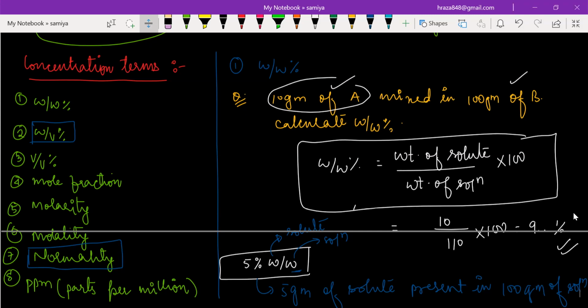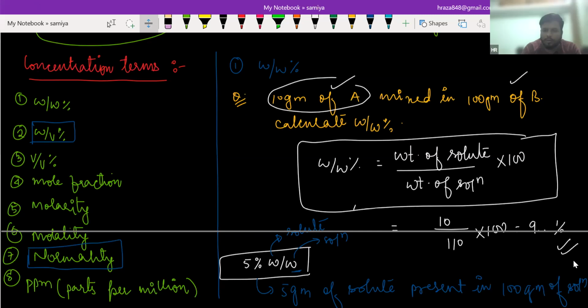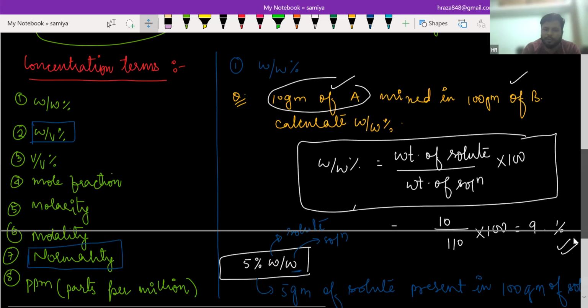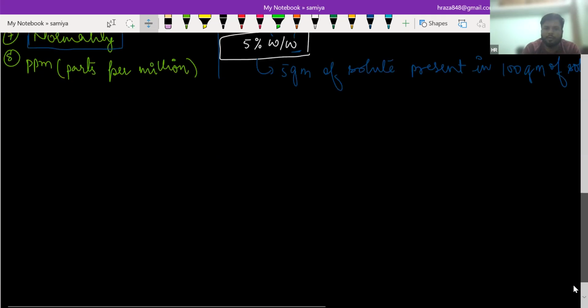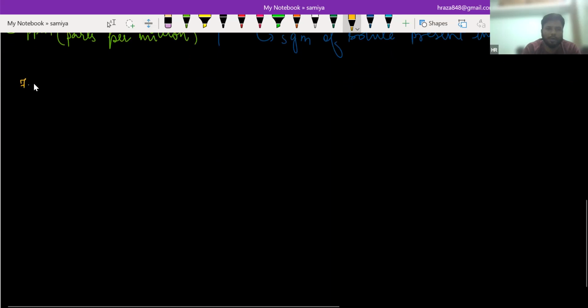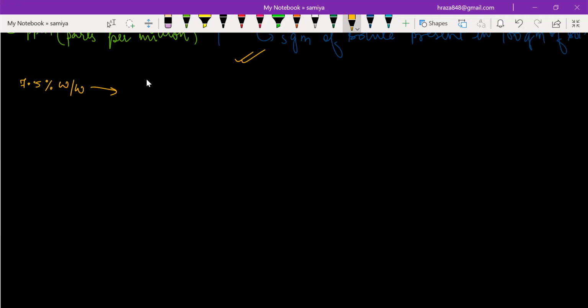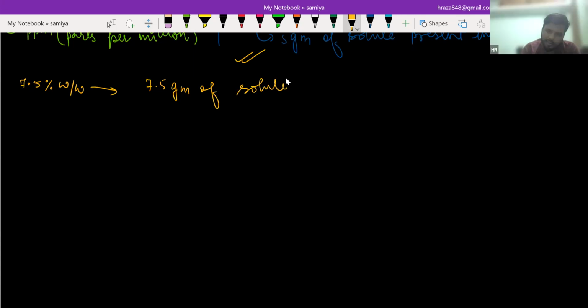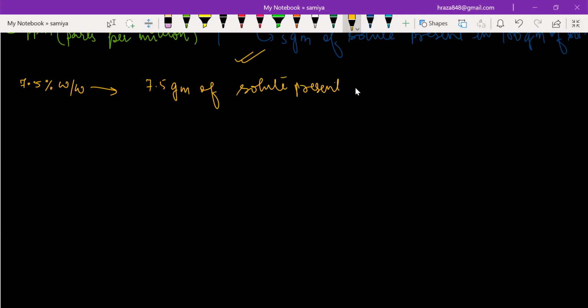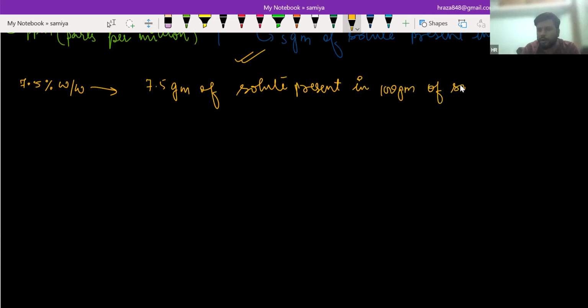Yes, sir. Okay. So I wrote a sentence about this 5% weight by weight. Can you write a sentence about this 7.5% weight by weight in the same way that I wrote? 7.5 gram of solute present in 100 gram of solution. Very good. Solute present in 100 gram of solution. This is very important.